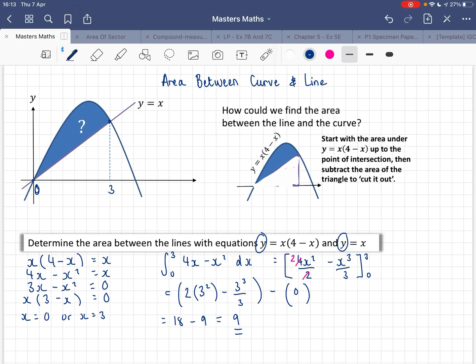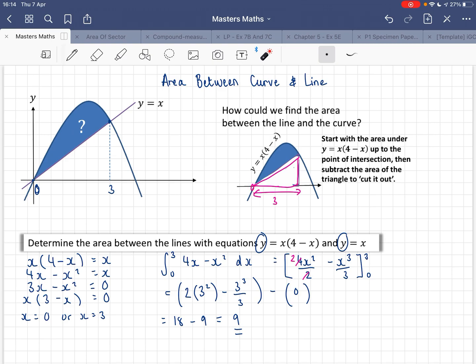I then need the area of this triangle here. Now we know the base of it. Maybe I do need that y value, really, don't I? The base of it is 3 because this point here was 0 and this was 3.